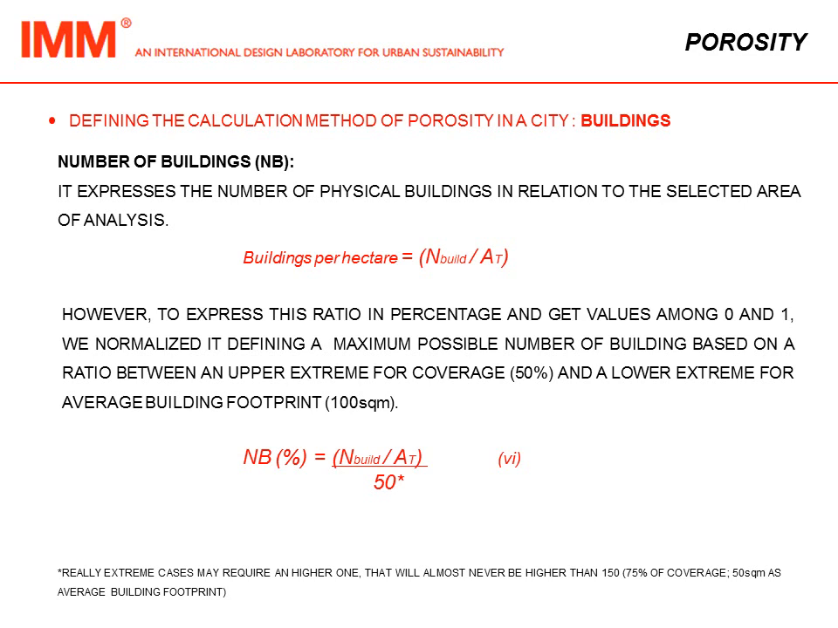In the end, the number of buildings porosity value is given by the number of buildings over the total selection area divided by 50 in our case study. Real extreme cases may require a higher one, that will almost never be higher than 150. It is representative of 75% of coverage and 50 square meters as average building footprint.